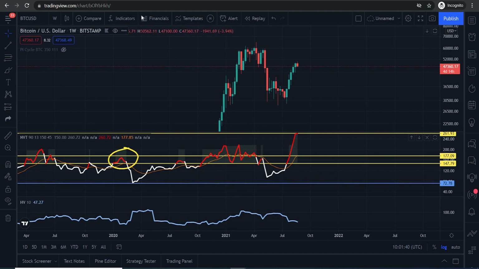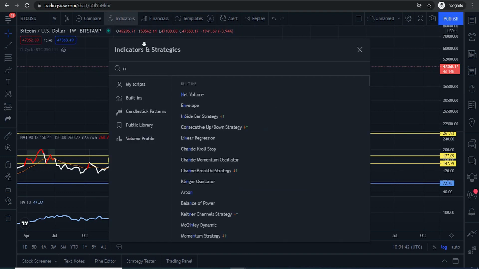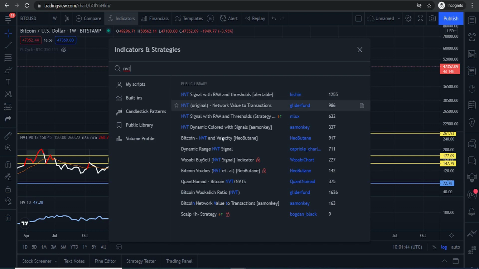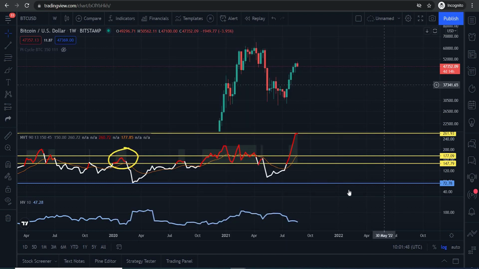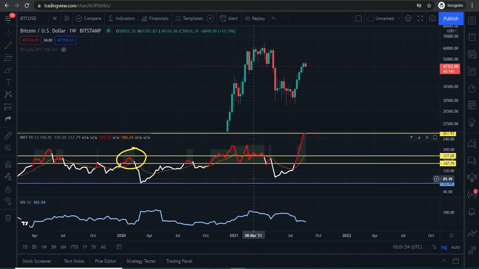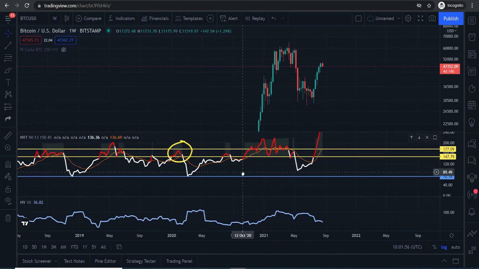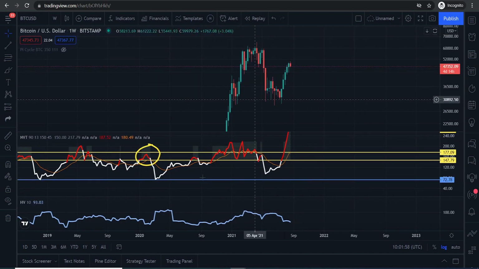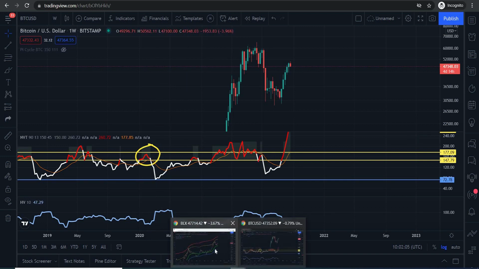If you want to grab this, you can go to indicators, NVT, any one of these should be fine. Maybe this second one here could be good for you. I think that's the one I'm using. And just outline 77, which is this blue line here, for support. That'll give you an idea as to how low it can go, should it go that low, and it'll basically tell you where we're going to hold support, I think, anyway. So that was that.